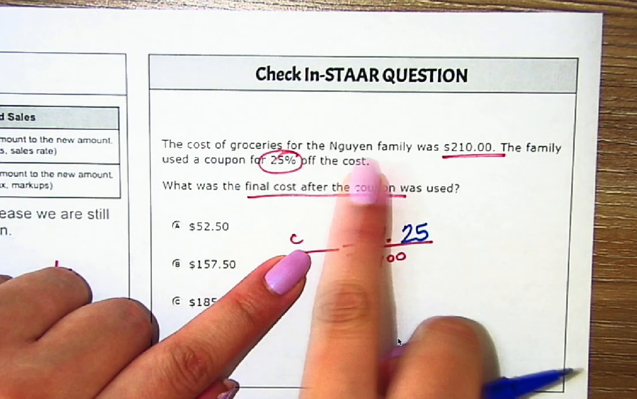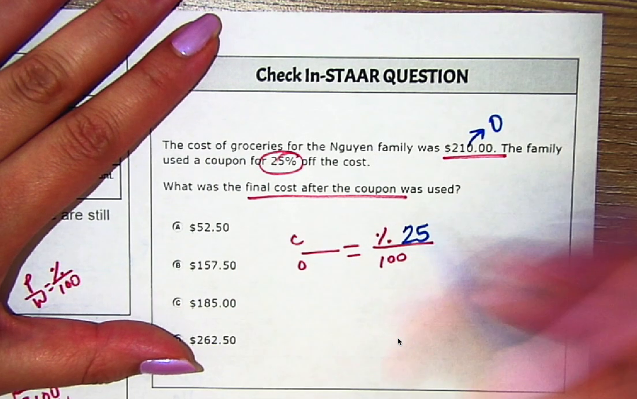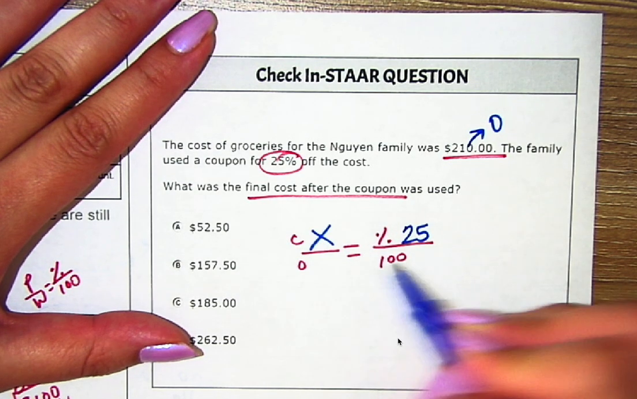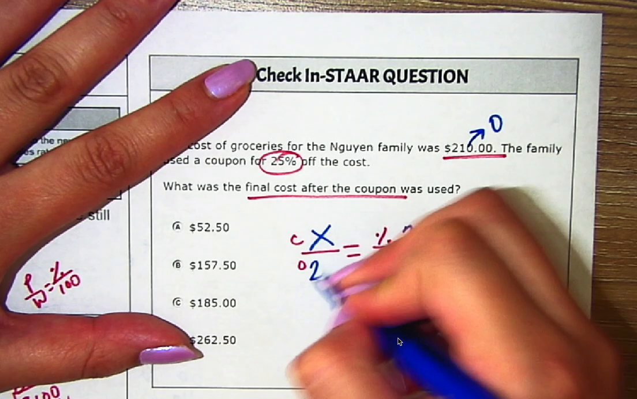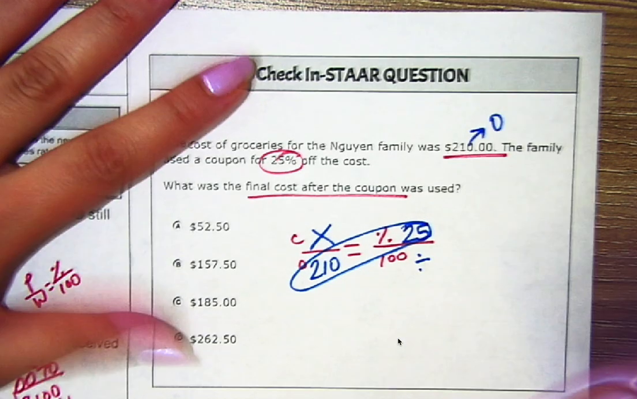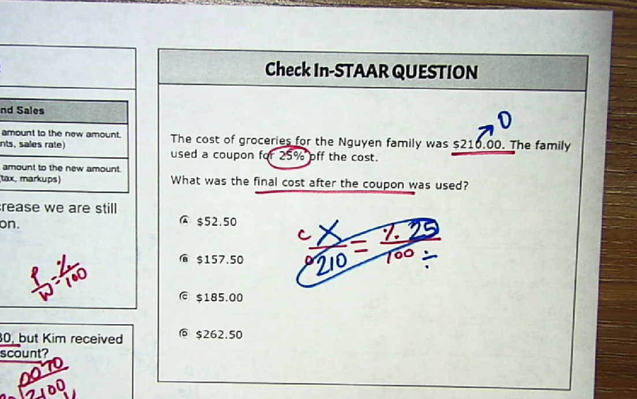It says the cost of groceries. This is the original. Okay, so we have to find how much the coupon was, so we don't know what that is. Okay, again, just cross multiply and then divide by 100. And then you're going to pick one of these answers. Come see me when you're finished so I can check it.